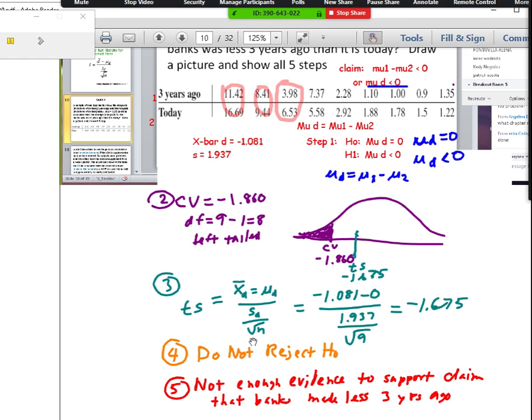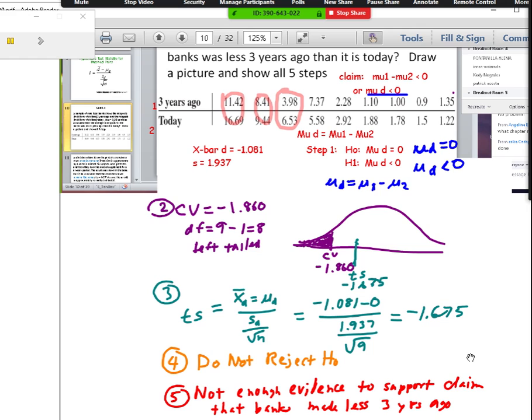Remember, if you're not here on step 4, you're going to be not here on step 5. Either both not or they both aren't. So that means you do not have enough evidence to support, because again my claim was H1, so I use the word support there, the claim that the deposits in banks were less 3 years ago.